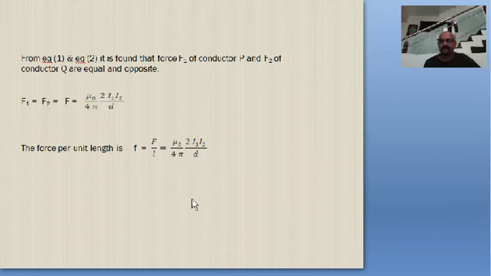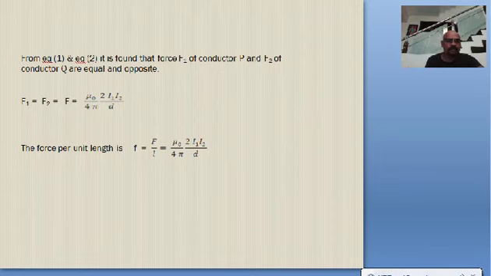This is the expression for the force per unit length between the two long straight parallel conductors carrying the current. F divided by L is equal to mu naught divided by 2 pi, I1 into I2 divided by d, where I1 and I2 are the currents in each of the conductors and d is the perpendicular distance between the two conductors.